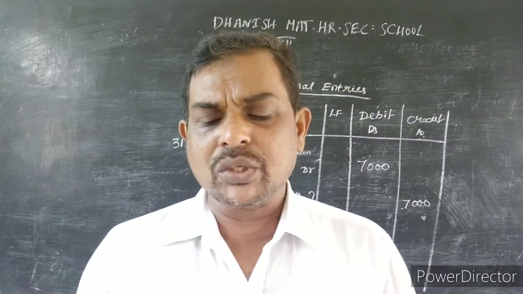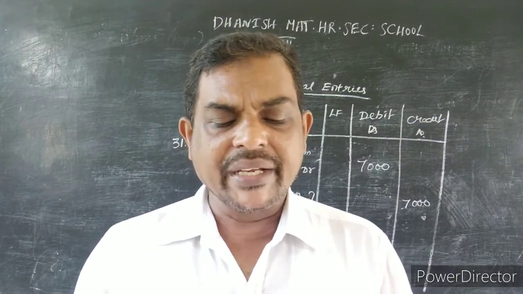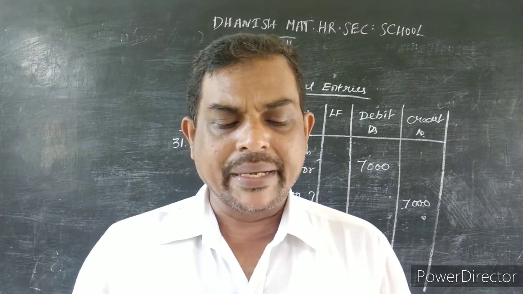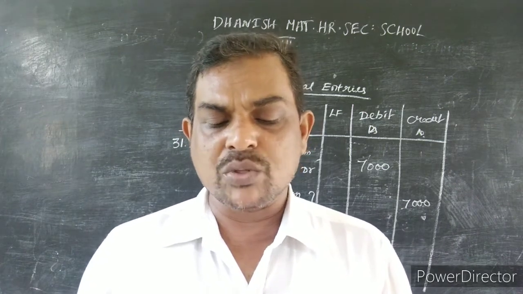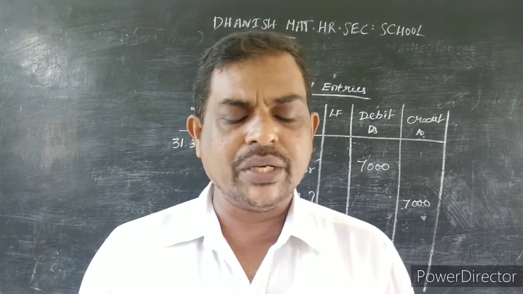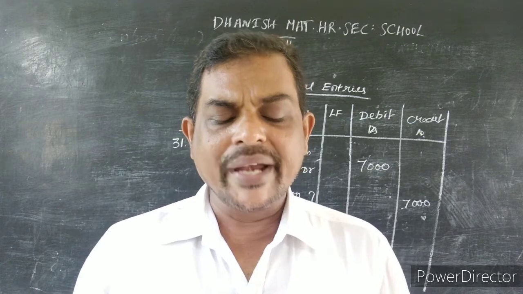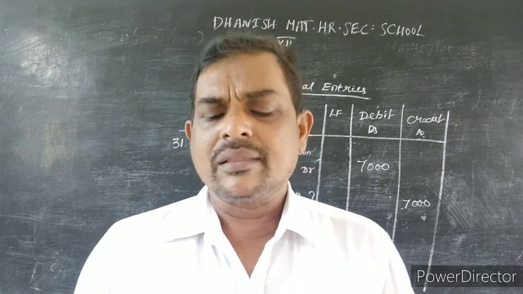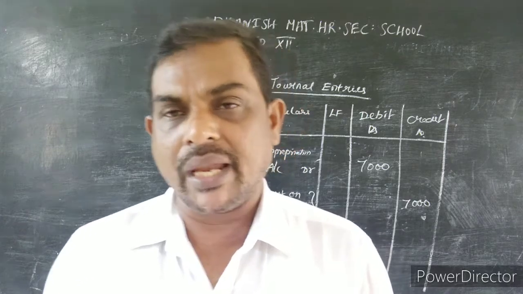On 1st April 2018, Antony introduced additional capital rupees 10,000 and Akbar introduced an additional capital rupees 5,000 during the year. Calculate the interest on capital at 6% per annum for the year ending 31st December 2018.